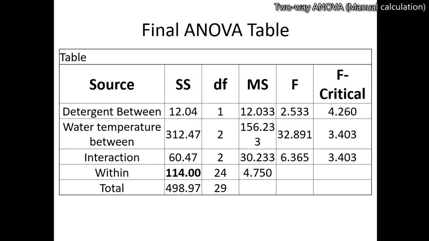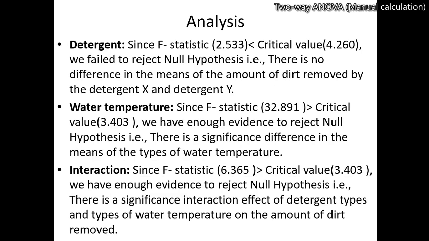We obtained the F critical values from the F distribution table by putting degree of freedom 1 as 1 and degree of freedom 2 as 24, and the value is 4.20. For water temperature, the F critical value is 3.403, and for the interaction term it is also 3.403. For detergent, the F statistic is 0.5.